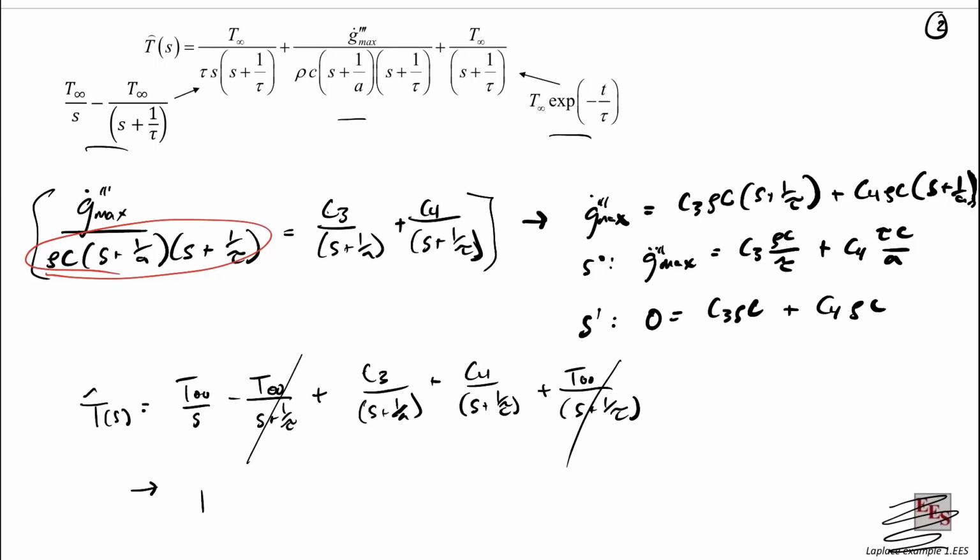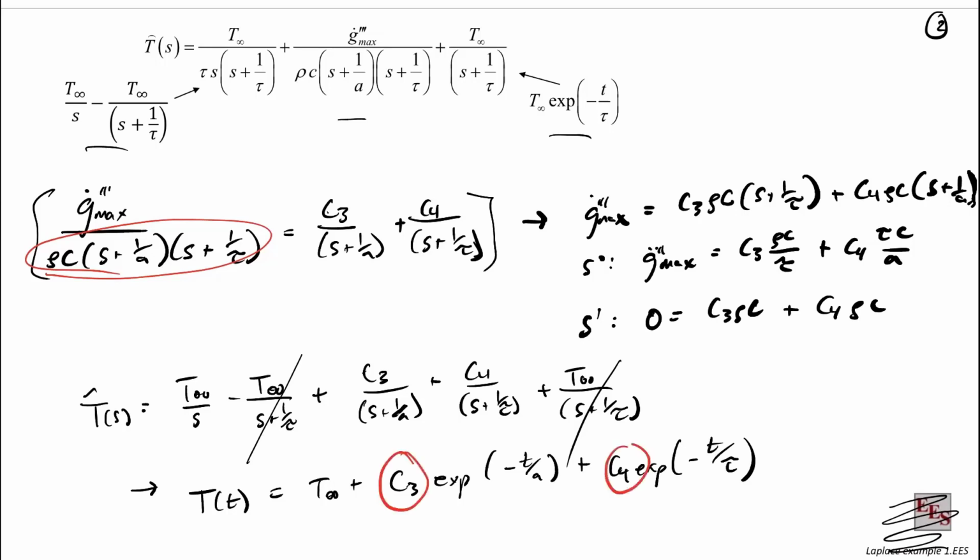If you do that, that becomes T in our time domain. The inverse, taking us back to time, is T equals T infinity plus C3 exponential of minus t over A plus C4 exponential of minus t over tau, where C3 and C4 are the coefficients we get from solving here. These are not unknown coefficients. This is our actual full solution now in time.